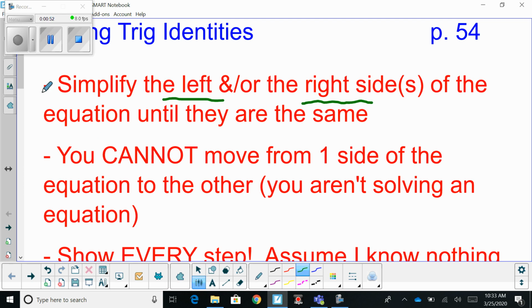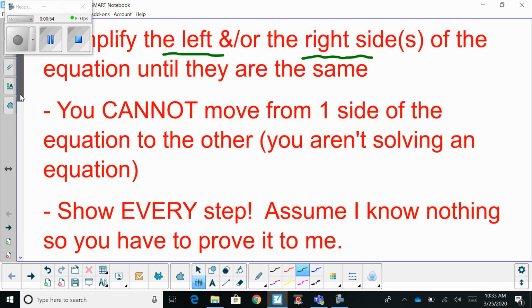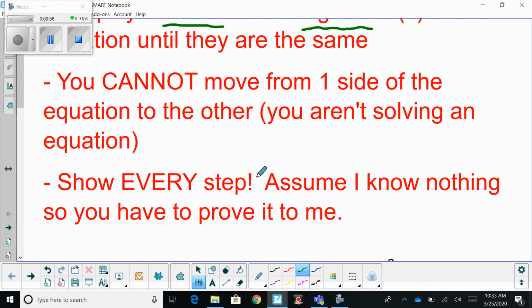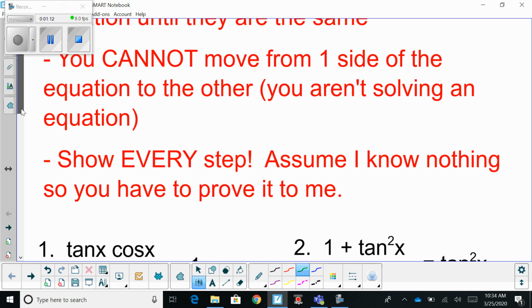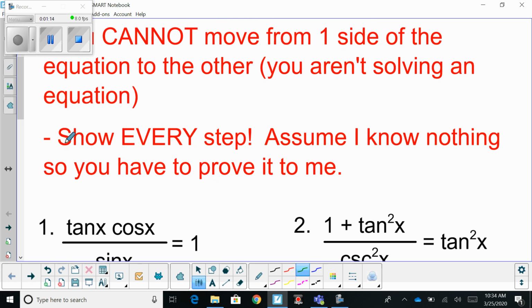You cannot move from one side of the equation to the other side. It's not like solving an equation where you'll divide something over or subtract something over. You pick one side, left or right, and simplify it down until it matches the other side. This is almost like solving a puzzle. You've got to figure out how you can get one side to equal the other side.